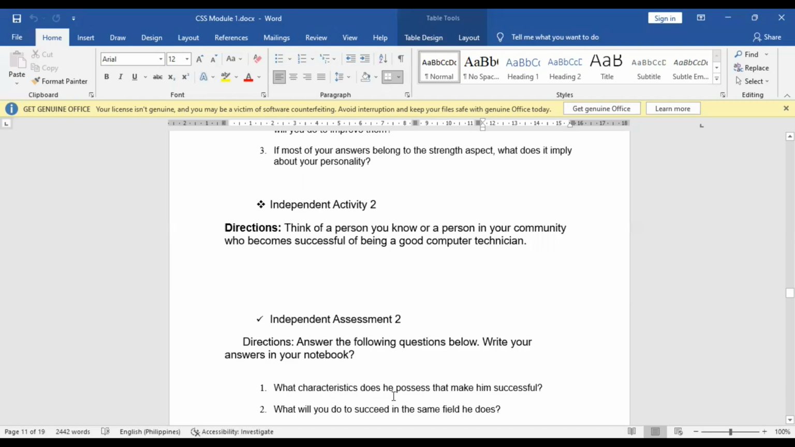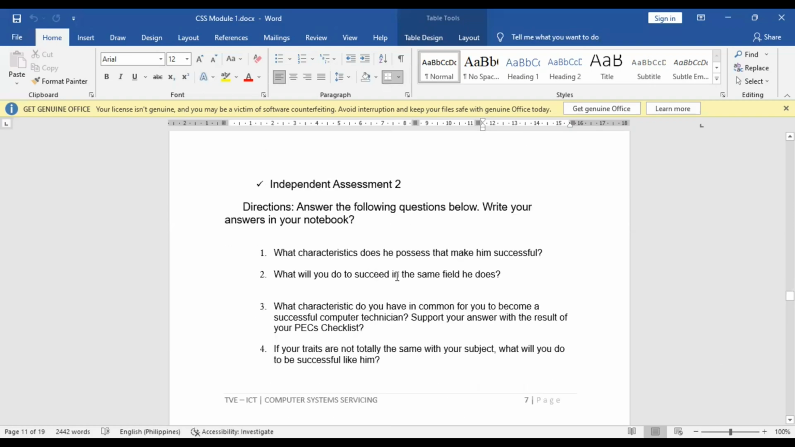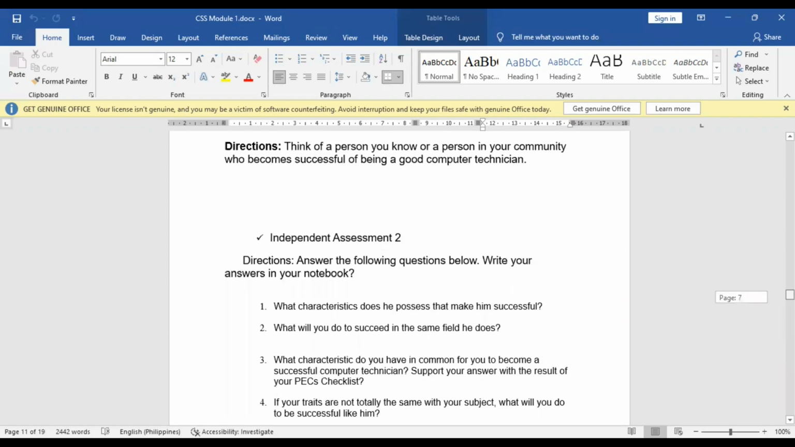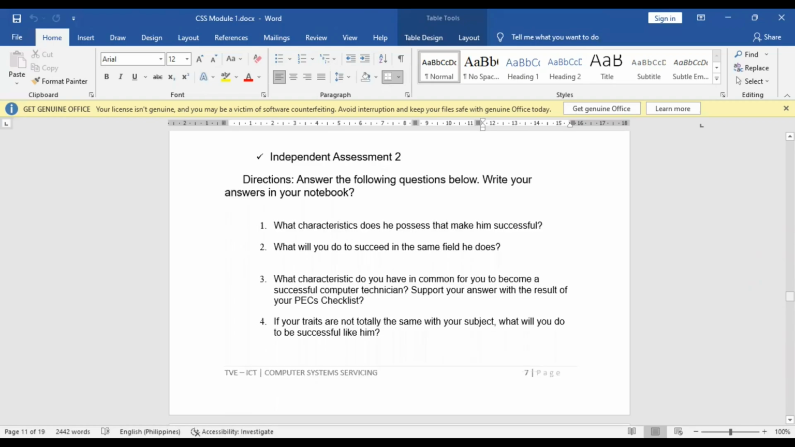What characteristics does he possess that makes him successful? What will you do to succeed in the same field? So, kung mga question na depende sa imong i-interview. Nag-interview ka sa someone, you interviewed someone who is successful of being a good computer technician. So, kung may interview ka, mga question sa there is independent assessment tool is para ma-compare mo ang imong self sa successful computer technician and ano ang mga himuon mo para in the future ma-emulate nimo ang mga things na gihimo sa successful computer technician para maging successful siya. Nga siya para makakuha ka lesson niya this interview.